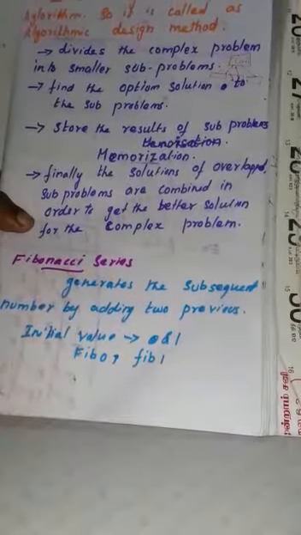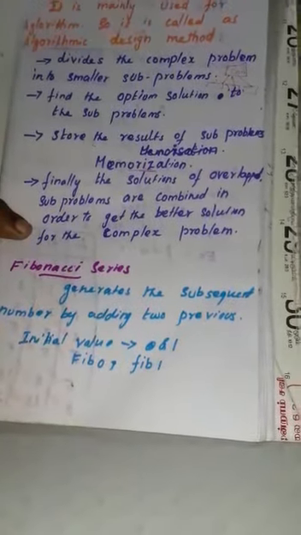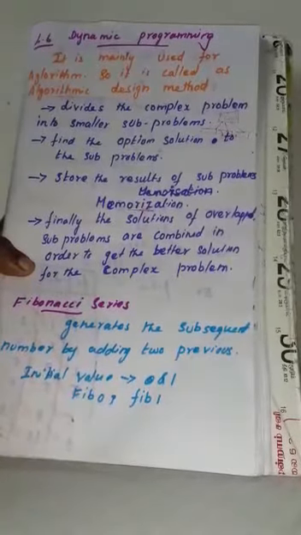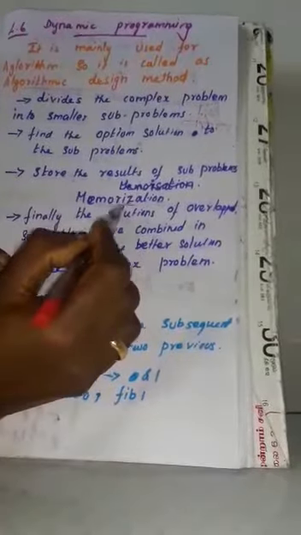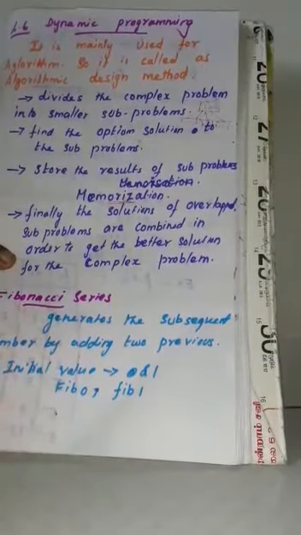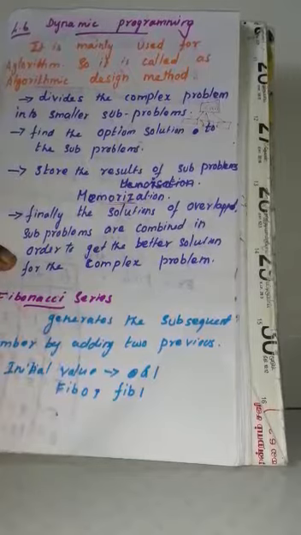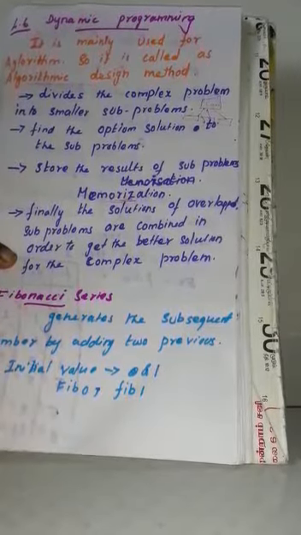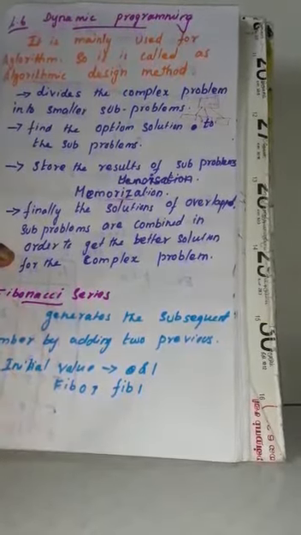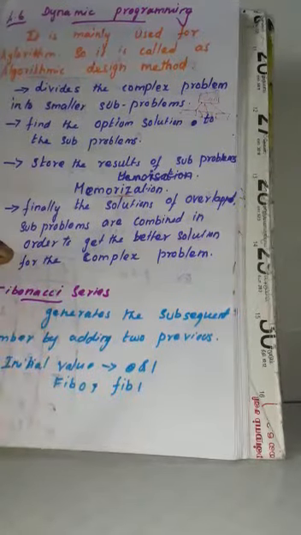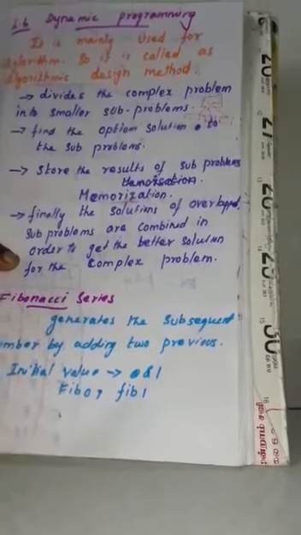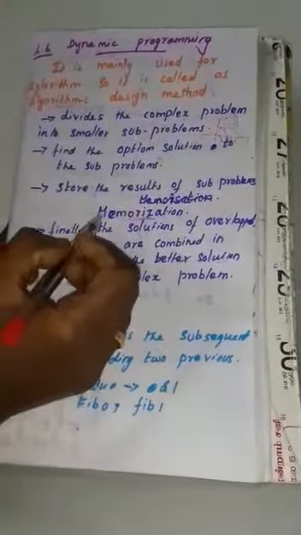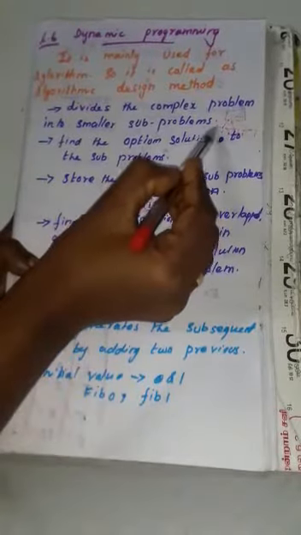What is meant by memorization? Memorization is an optimization technique used primarily to speed up computer programs. It stores the result of expensive function calls and returns the cached result when the same input occurs again. Functions are called, the results are stored, and then the results can be retrieved.